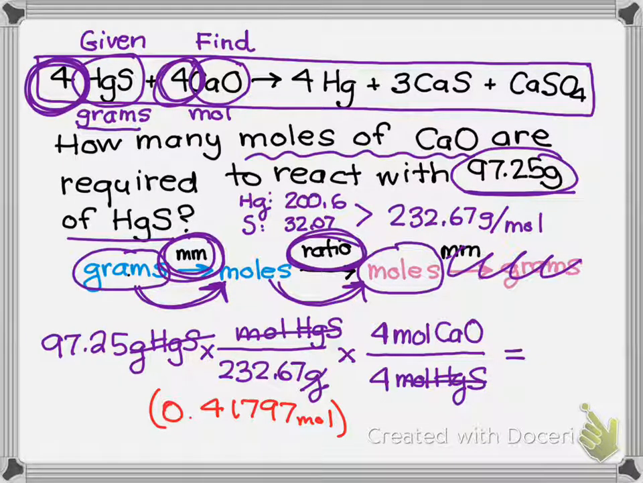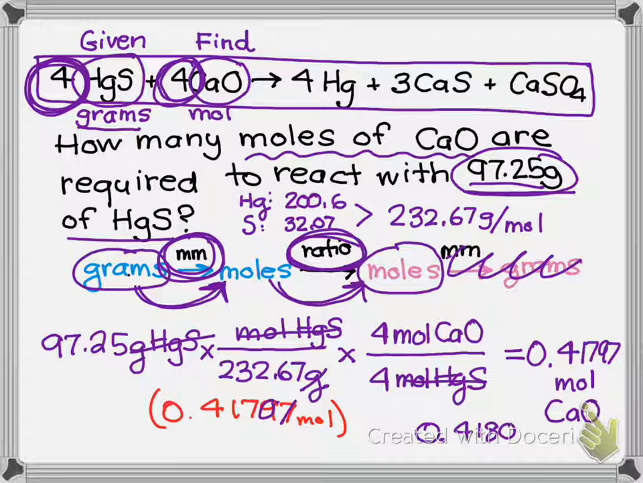So I would take my 0.41797, multiply by 4 or divide by 4, which is the same as multiplying by 1, and you should get 0.41797 moles of calcium oxide. Now looking back at significant figures, I only had 4, so let's put it 0.4180 moles of calcium oxide, since the 7 is going to round that up. That would be my final answer.